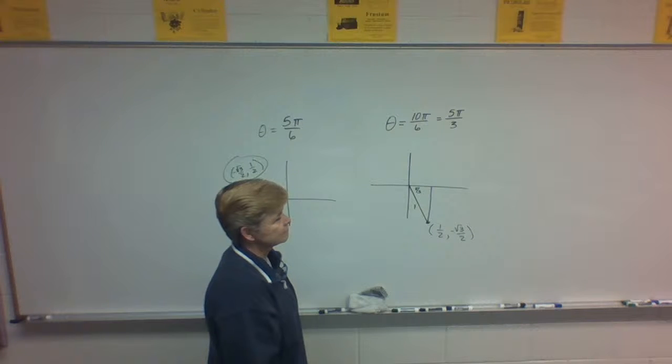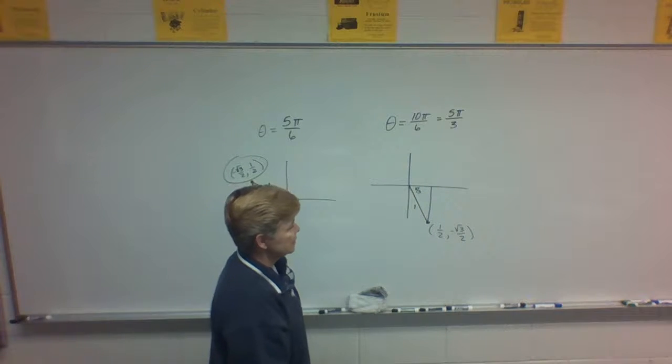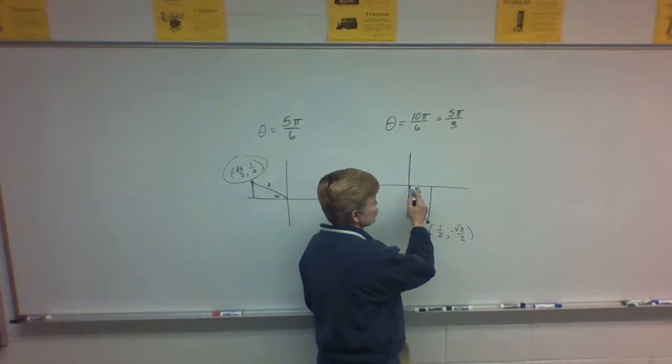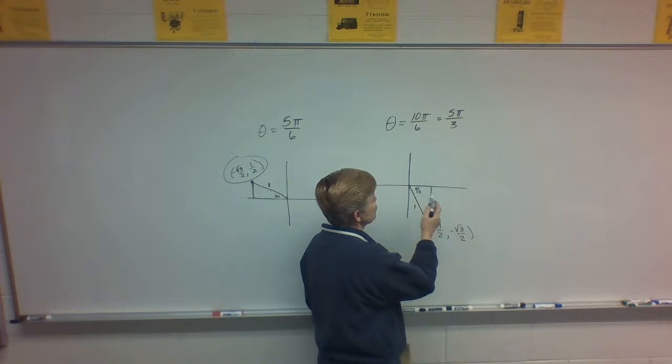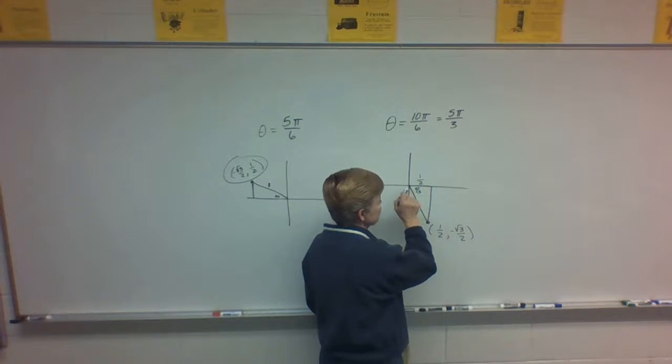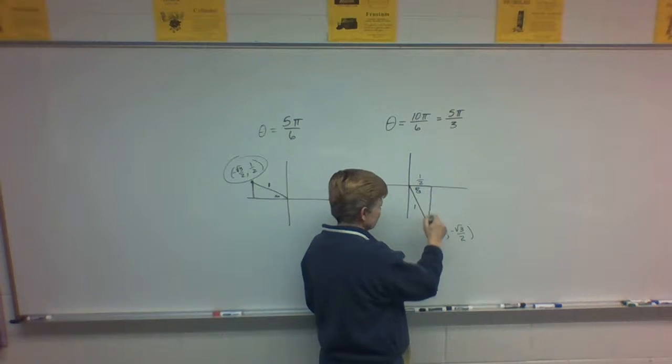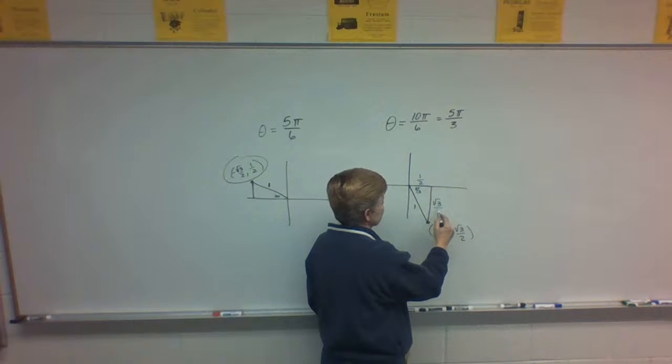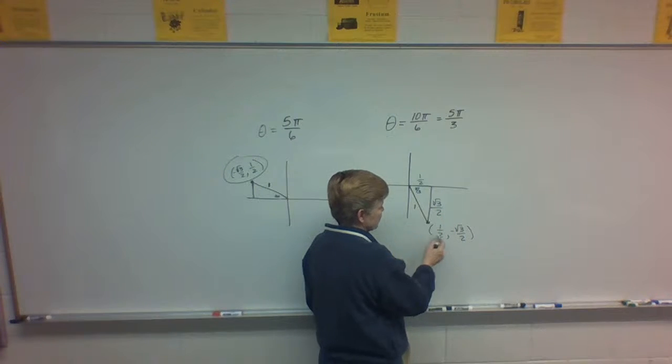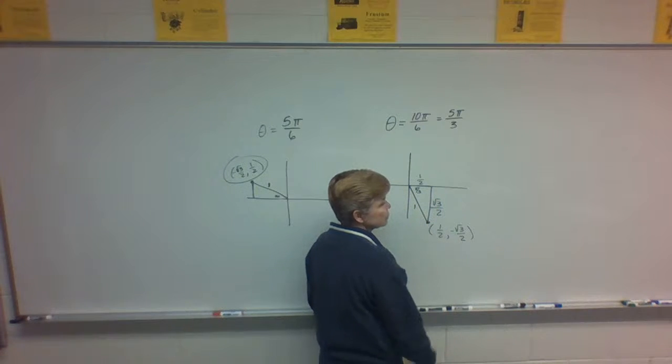In a stand-up triangle, and stand up or lay down either one, the short side's a half. And it's positive because you got to go right. The long side's always root 3 over 2. But it's negative because you got to go down. So you got to go out and down to get to that point. Got to go out a half and down root 3 over 2.